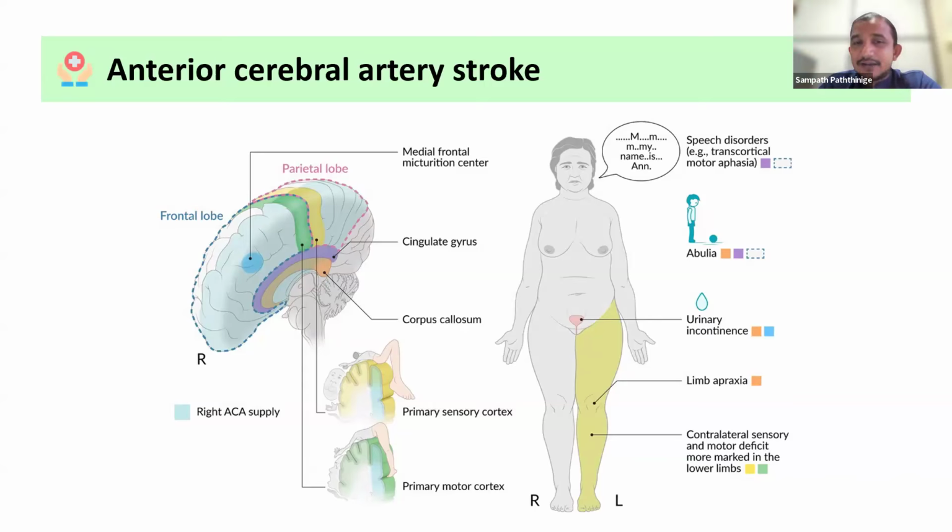So that will cause some problems in the language functions as well, right? But you can keep that in the back of your mind. That is not described as a typical feature. Typically, it is the effect in the lower limb, right, with some personality issues, right?